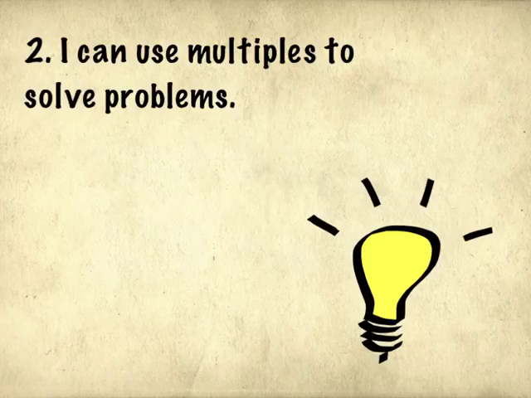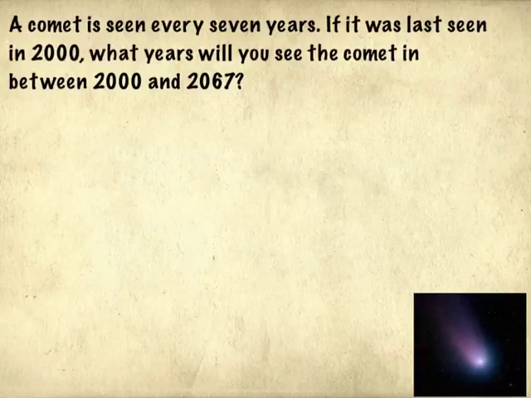And now this part is a review, but it's good to review. We're going to talk about how to use multiples to solve problems. So here's our first problem. A comet is seen every 7 years. If it was last seen in 2000, what years will you see the comet in between 2000 and 2067?